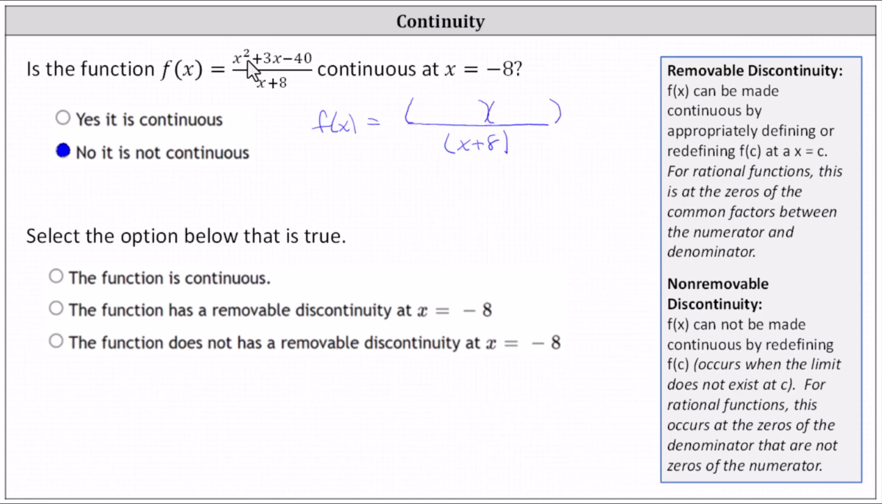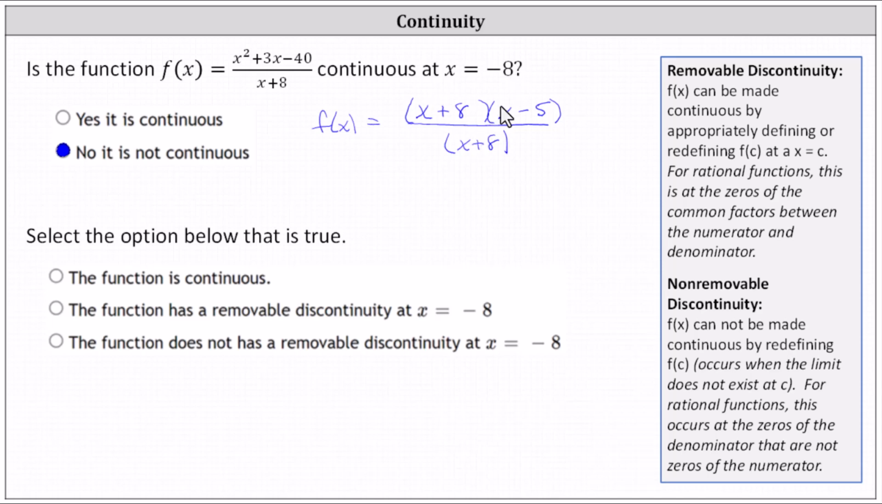The factors of x squared are x and x. For the second positions, we want the factors of negative 40 that add to positive 3. Well, positive 8 times negative 5 is equal to negative 40, and the sum of 8 and negative 5 is positive 3, which indicates we have a factor of x plus 8 and a factor of x minus 5. Notice f of x does have a common factor of x plus 8 between the numerator and denominator, and negative 8 is a zero of x plus 8.